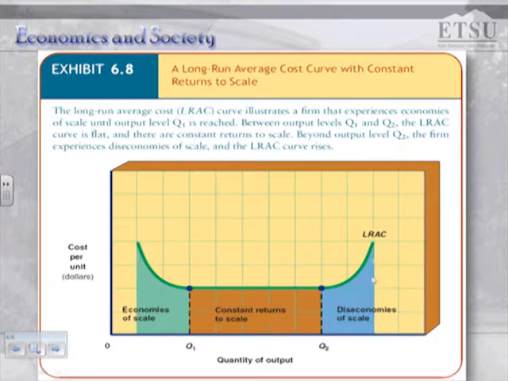The other end of that is what's called diseconomies of scale, and that's where beyond a certain level of output, increasing output raises the per unit cost. This is because of that diminishing marginal product of inputs.